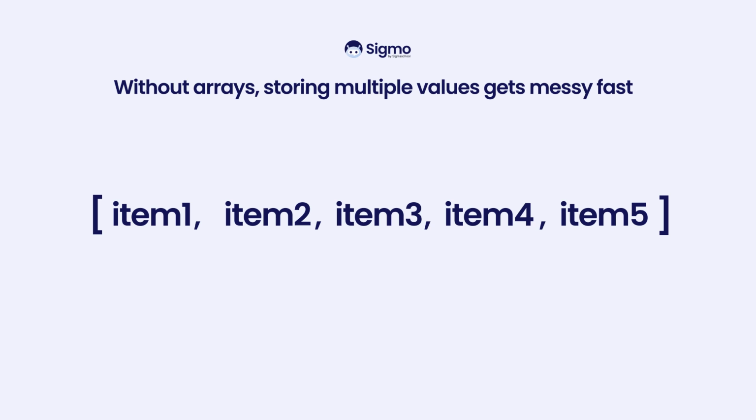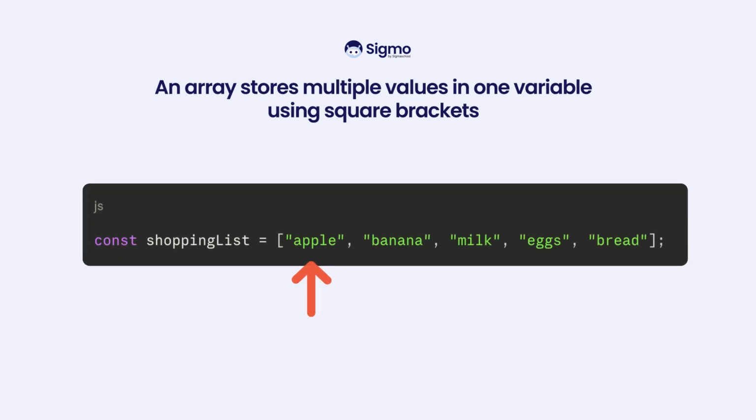Here's what an array looks like in JavaScript. You use square brackets, and each item is separated by a comma. That's it. One variable, multiple values.